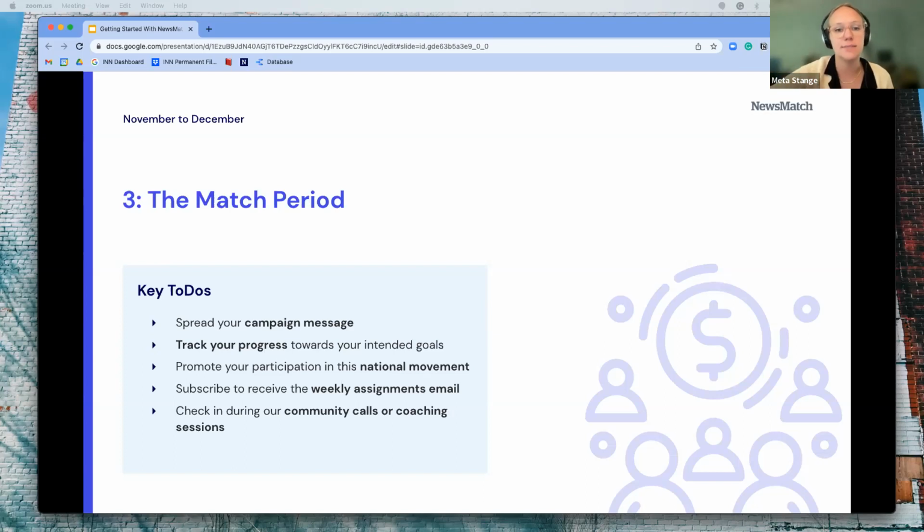So being iterative is going to be really reliant on your ability to kind of track that progress. You'll also want to promote your participation in this national movement. It's not every day that we get to see over 300 newsrooms nationwide mobilizing to raise money. So it's really important to amplify that network. You'll be able to subscribe to receive weekly email assignments to really keep you focused week by week and kind of have that process broken down into manageable chunks. And finally, whether you need help with a donation page or your messaging or pivoting your goals, we will have coaching available to support you throughout the campaign to ensure your success.